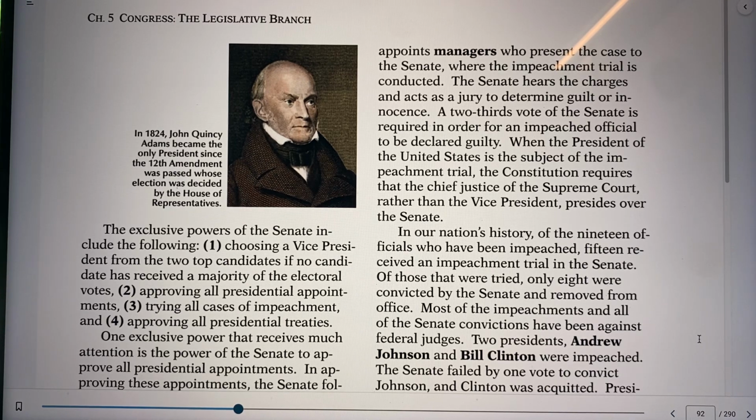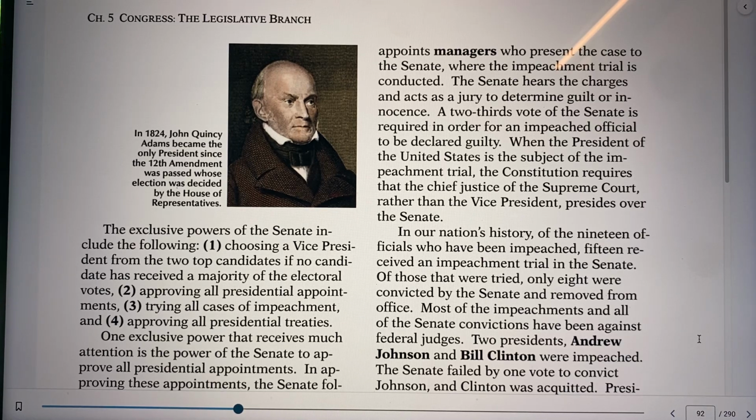The exclusive powers of the Senate are, they can choose a vice president from the two top candidates if no candidate has a majority of electoral votes. So they can't choose the president, but they can choose a vice president. Number two, they can approve all presidential appointments. So when the president makes an appointment for his cabinet, for his Secretary of State or any kind in his cabinet and all of his bureaucracies, the Senate needs to approve. So that's a check and balance on the president.